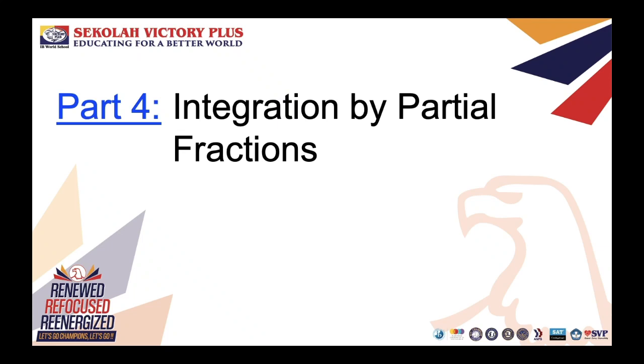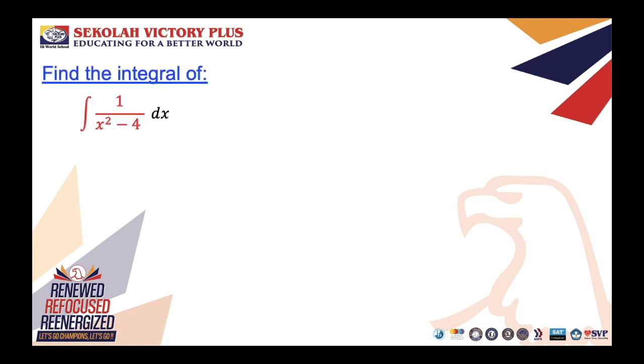Partial fractions. This is another strategy or technique of integration if the other previous techniques do not work. So right now, you already have more or less a lot of techniques when you do integration. So if one doesn't work, then try the other techniques that you know. So how do you apply integration by partial fractions?